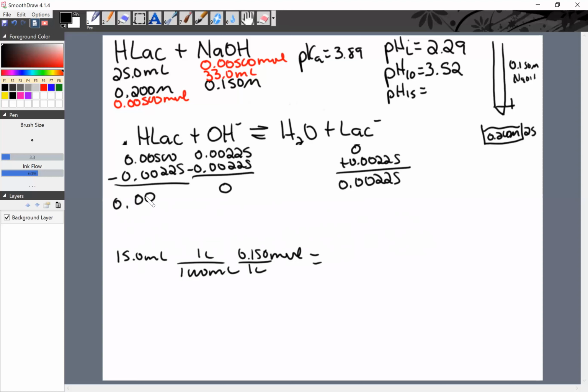All right. And what would be the lactic acid? That's 2.75 times 10 to the negative third. Excellent. Am I still buffered? Yes. So we can still use the Henderson-Hasselbalch, and base piece.